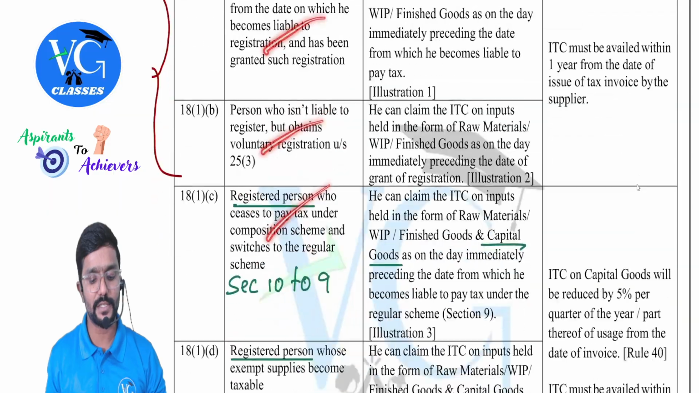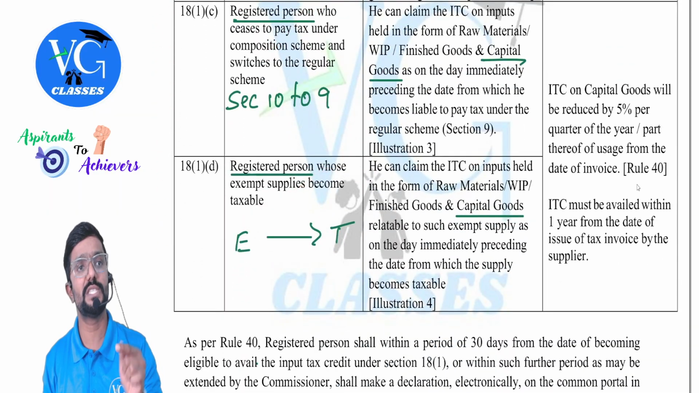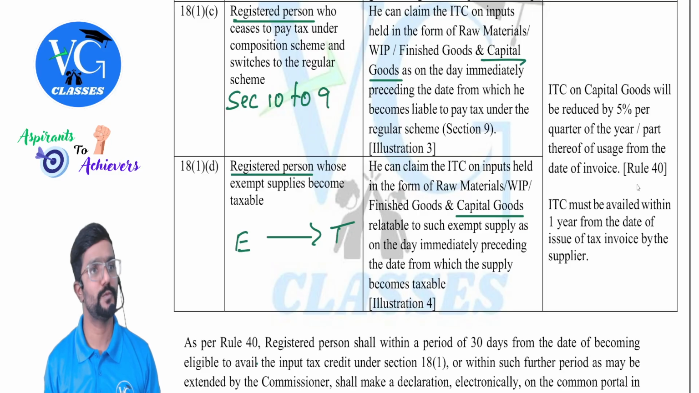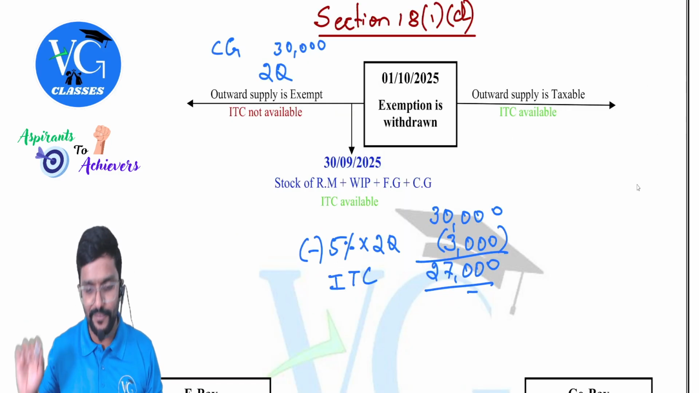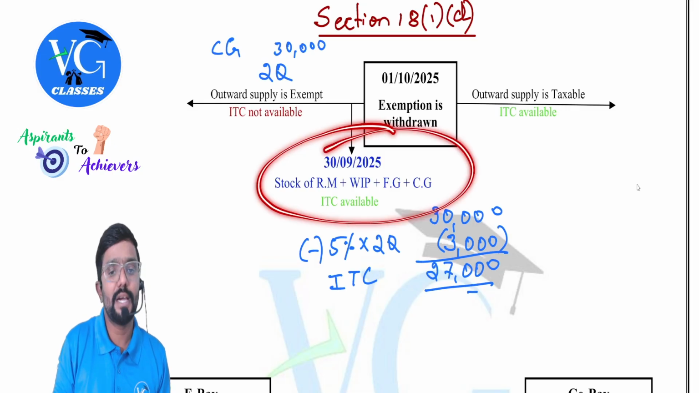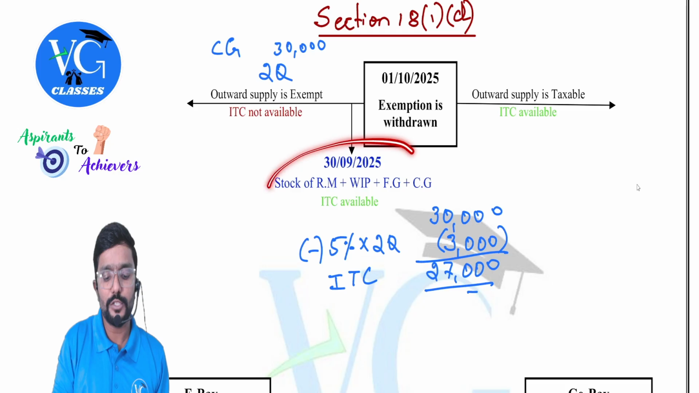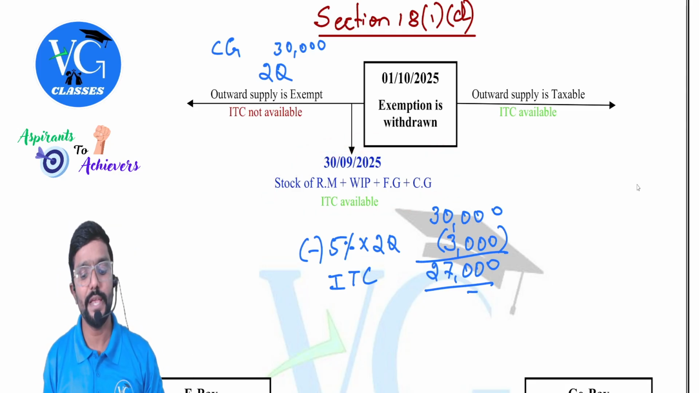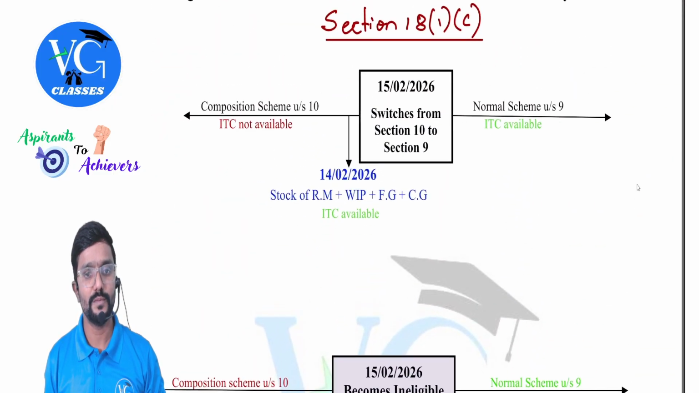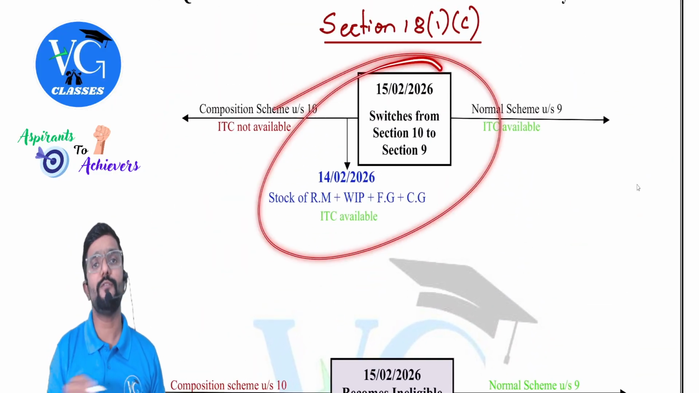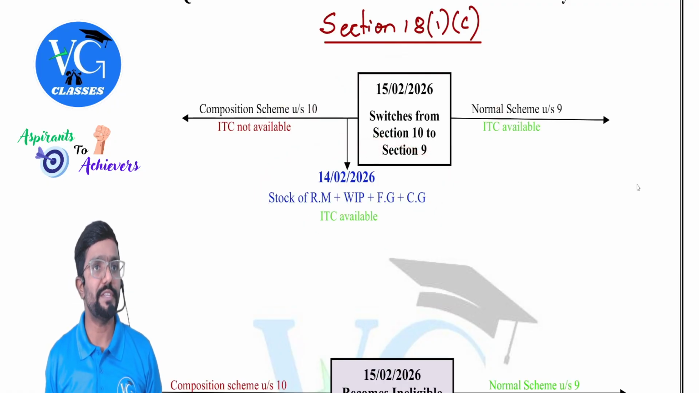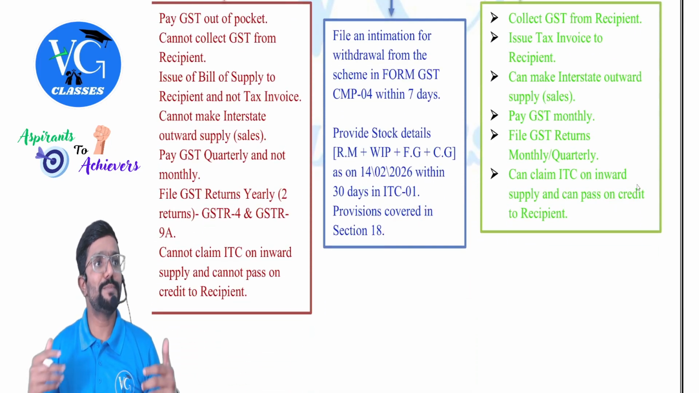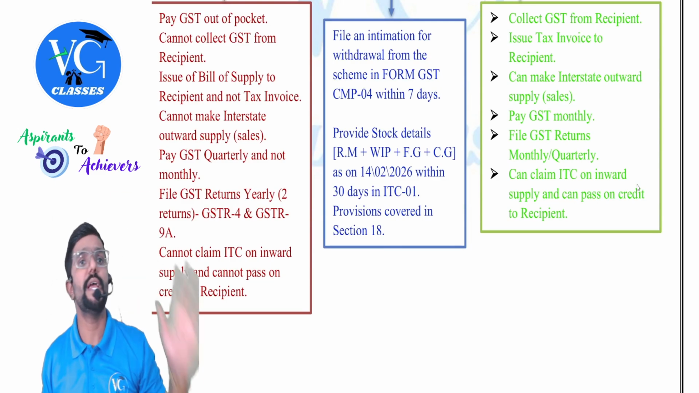In all these 4 cases, they are giving credit on the goods which are there in the stock, right? You need to give the stock details in ITC-01 within 30 days. So in simple terms, here they are giving the credit for the stock, right? I need to give the details of this stock within 30 days in ITC-01. Same way here also. Clear? This is as per Rule 40, read with section 18.